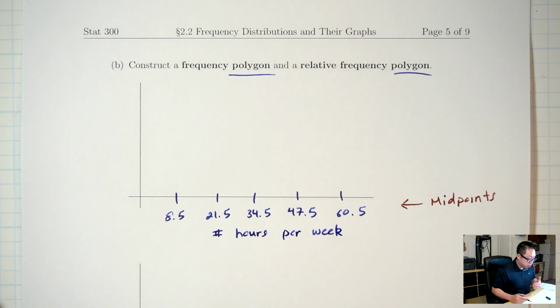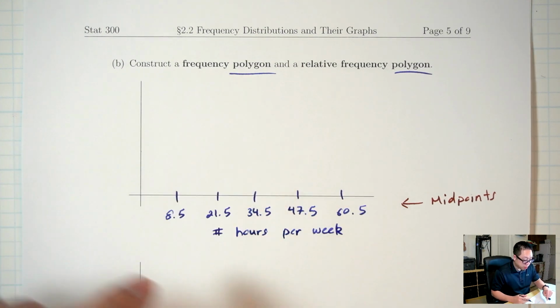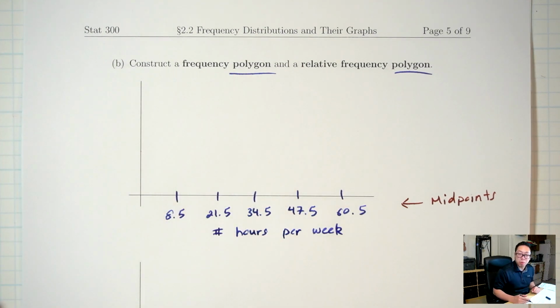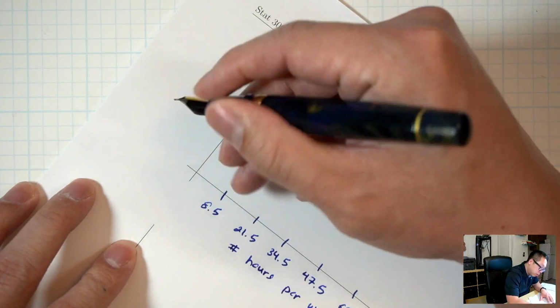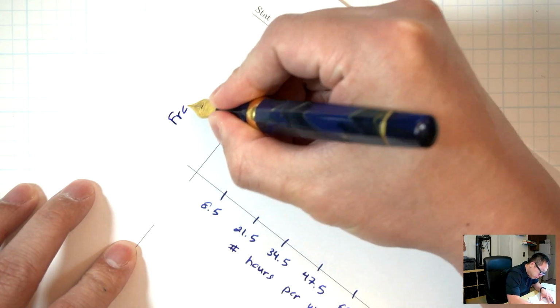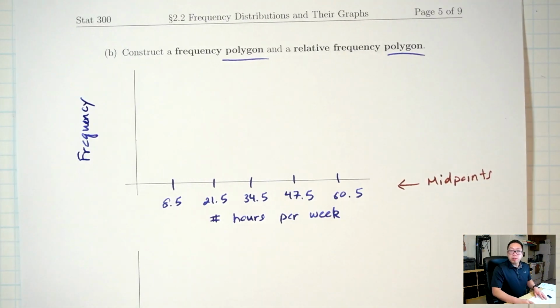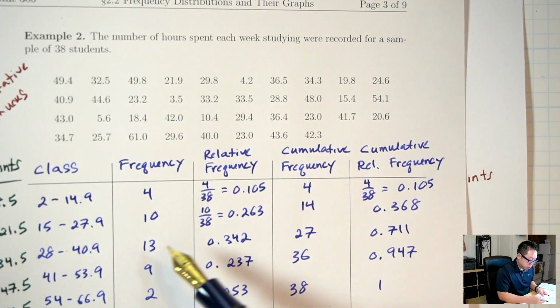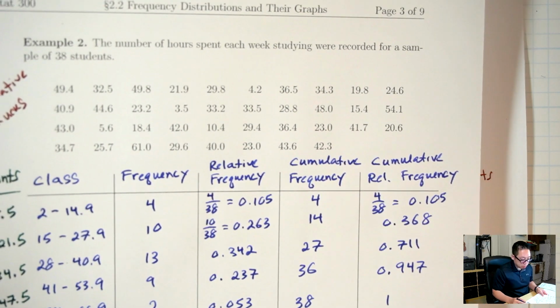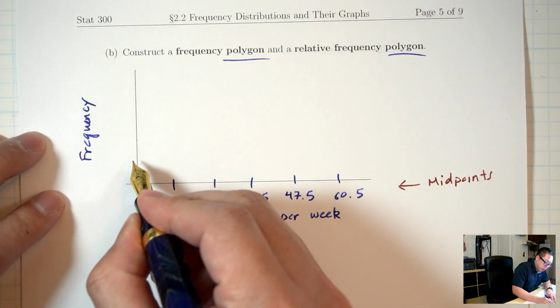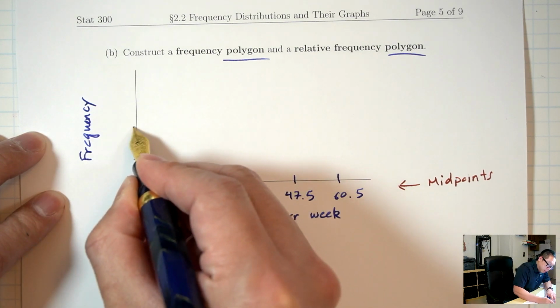Okay, there's two types. There's a frequency polygon, which means you put frequency on the y-axis, and then there's a relative frequency polygon, which means you put relative frequency. Okay, so first one here, we put frequency. Frequencies, starting at 2, going up to 13. So let's count by fives. 5, 10, 15.